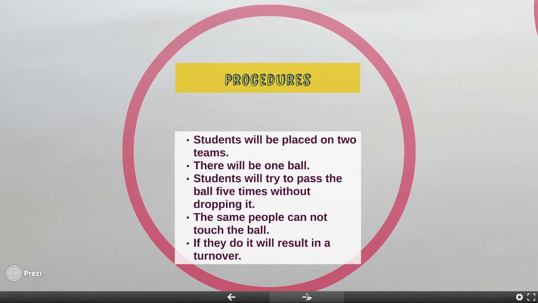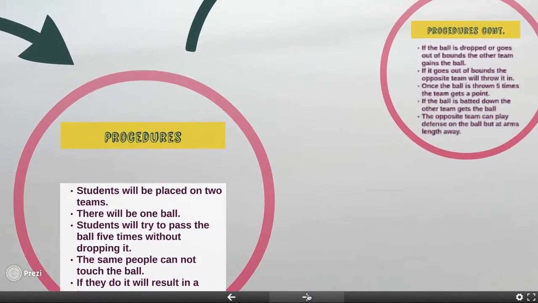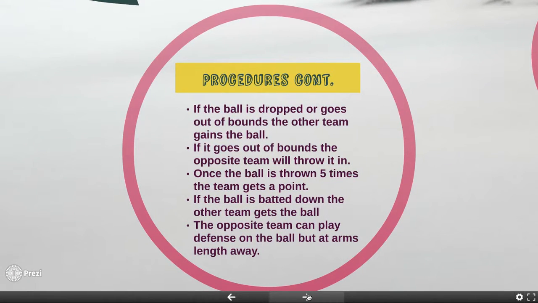The procedures are the students will be placed on 2 teams. There will be 1 ball. Students will try to pass the ball 5 times without dropping it. The same people cannot touch the ball. If they do, it will result in a turnover. If the ball is dropped or goes out of bounds, the other team gains the ball.